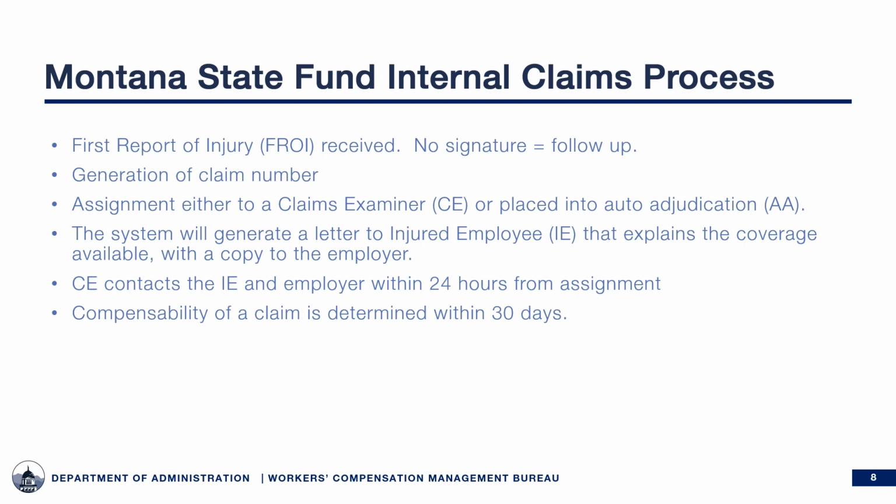The claims examiner will make contact with the injured employee and employer within 24 hours of the claim being assigned to them. Compensability of a claim is typically determined within 30 days. However, this is largely dependent upon the information provided and whether there are questions surrounding the incident. In some cases, a claim may be placed into a temporary status until compensability can be determined.